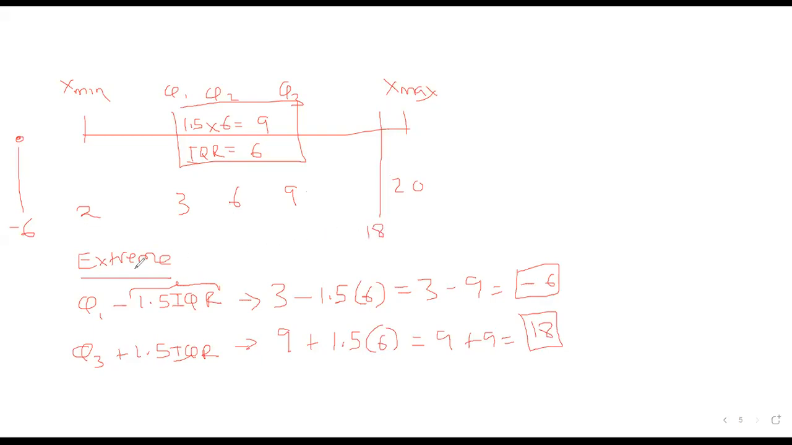So any values outside these two are called outliers. So these are the extreme values. Which numbers are outside this range? 20. So 20 will be called what? An outlier. So an outlier is simply an odd one out.